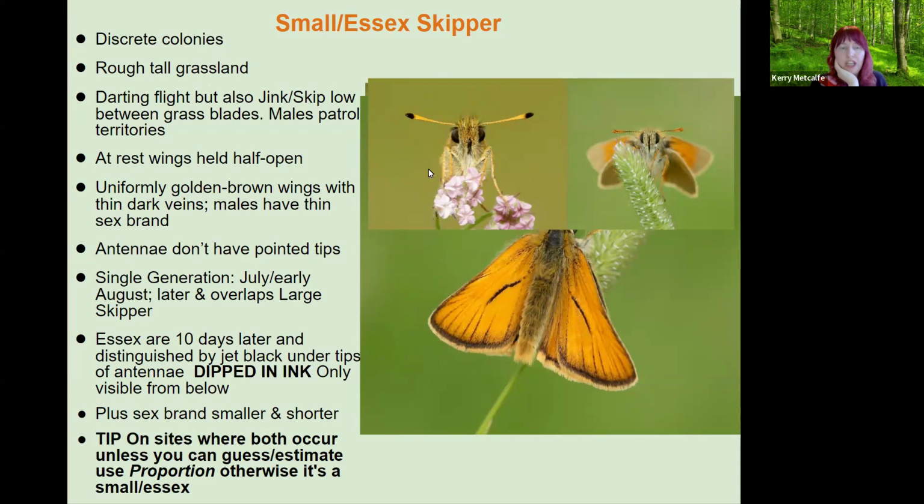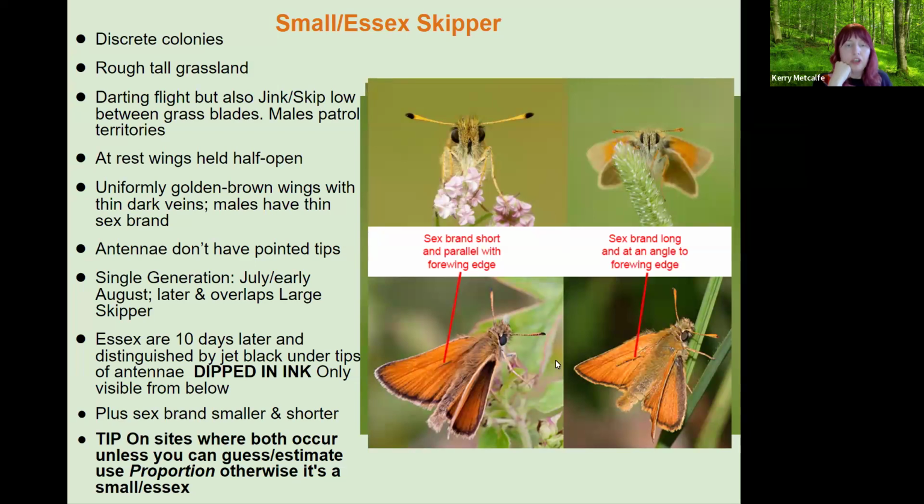So you're looking for in the Essex skipper, you'll see it's just got his cursor on it there. Their antennae look like they've been dipped in paint or ink. So it's a very black tip, whereas in the small skipper, it's orange tipped. So those two pictures are quite good at giving you that distinction. They also do have these sex or scent brands. In the large skipper, they're quite large and chunky. And in the small skipper, they're fairly slim and quite short. And in Essex, they're slim again, but angled and quite long.